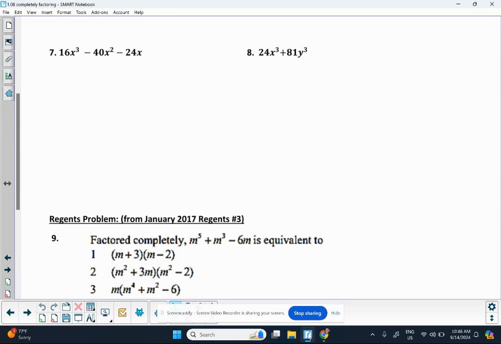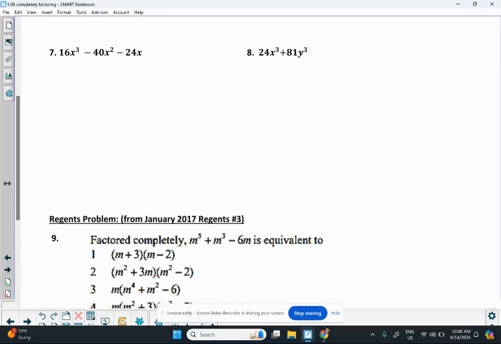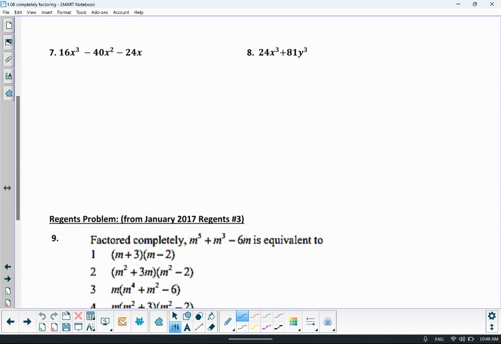In this video, I'd like to go over example 7 first, and then I would like to go over example 5. So when you're factoring completely, you're actually doing multiple steps. You always start off by looking at the GCF.